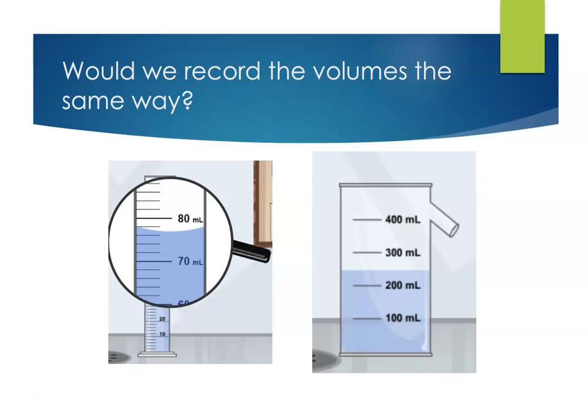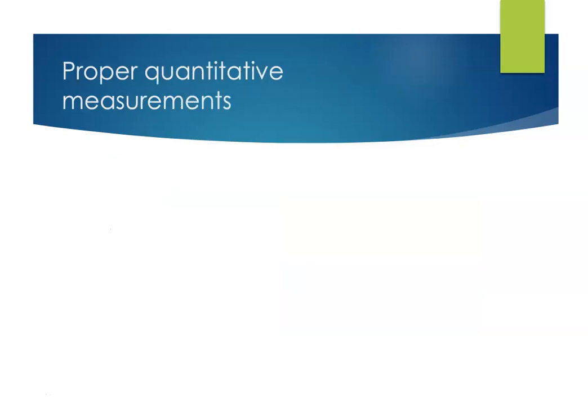If we look at the graduated cylinder on the left, each line on the graduated cylinder is differentiating for 2 mils. Whereas on the beaker on the right, each division is separated by 100 mils. And so we don't want to report these volume measurements in the same way because we have such different markings on the measuring devices and we need to take this into account properly. So here's how we do it for proper quantitative measurements in the lab.